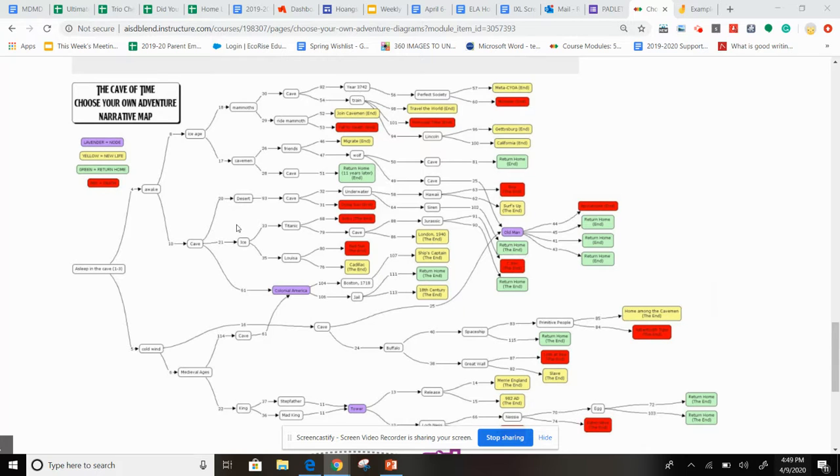Would they go to the desert? Would they go to ice? And it just keeps going. All of these little numbers are page numbers. You don't need to worry about any of the page numbers for a very long time. But every few pages, the reader gets a choice of what is going to happen next.